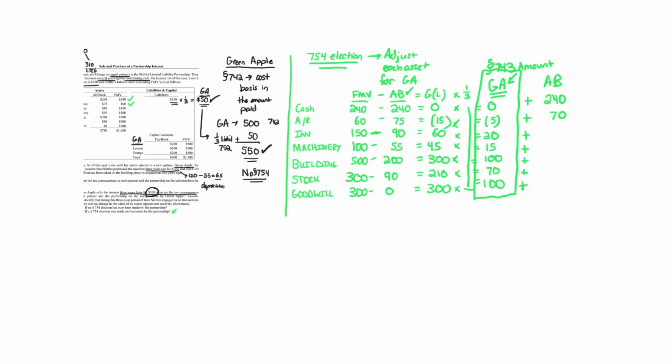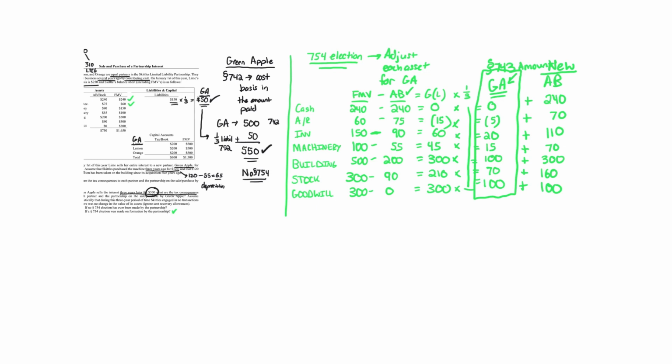Inventory is now going to be 110. Machinery is now going to be 70. Building is now going to be 300. Stock is now going to be 160. And goodwill is now going to be 100. So that is the new adjusted basis.